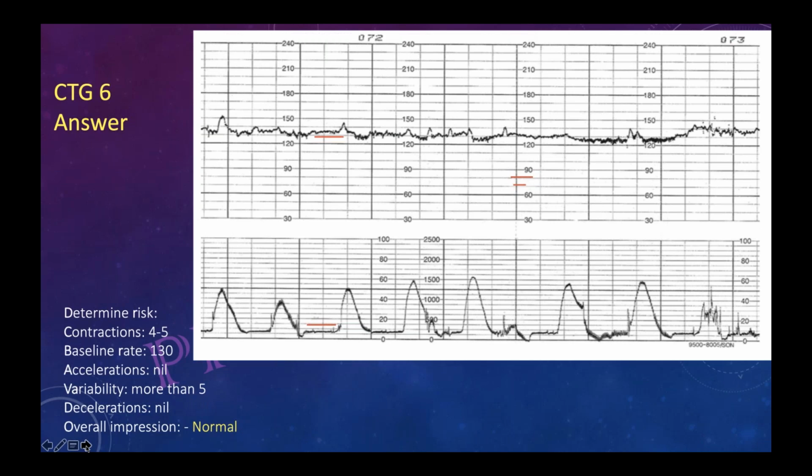Do we call this acceleration or not, the first one? This one, it has to be more than 15 beats. So this is 20 beats, and it has to be more than 15 seconds. So we can say this is an acceleration because it is more than 20 beats per minute, and also it is more than 15 seconds. It is staying maybe 30, so we can say this is an acceleration.